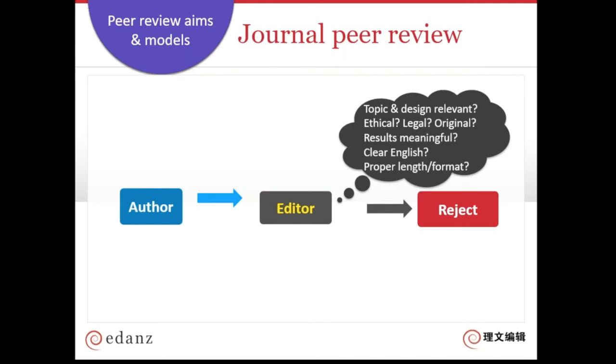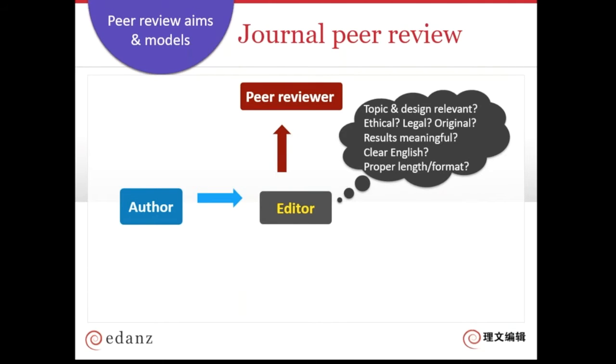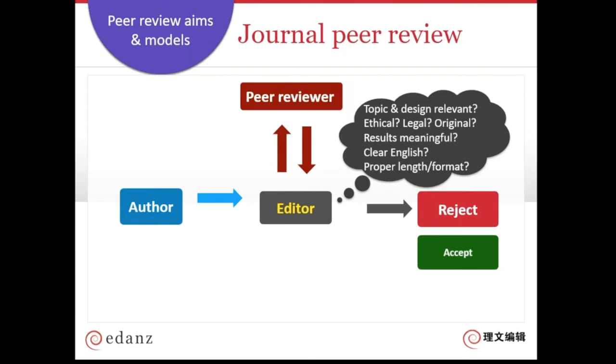If it passes this desk review stage, your paper will be sent to 1 or 2, usually 2 peer reviewers, and they are usually given 3 or 4 weeks, and they return the comments back to the editor, who can decide either outright rejection or acceptance, but that type of acceptance is rare.